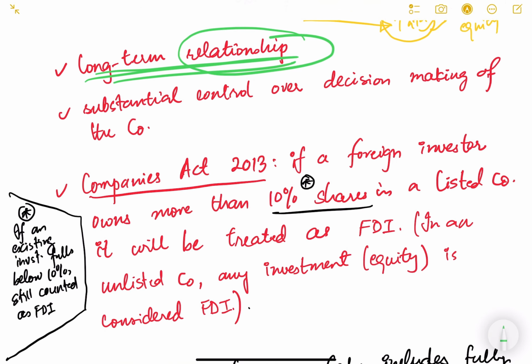And substantial control over decision making of the company is established, because see, if somebody is investing in an already existing Indian company, they are buying equity shares of that company, they are buying some assets, so they become a part of decision making management of that company.